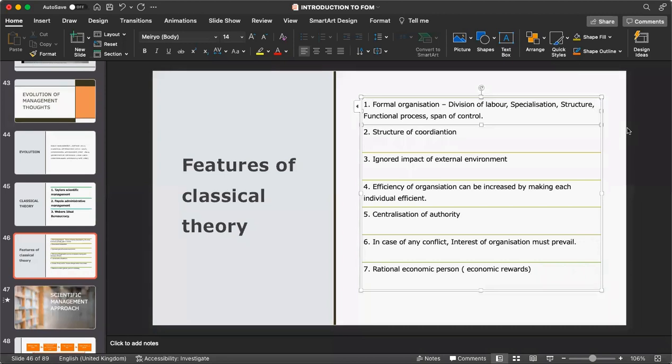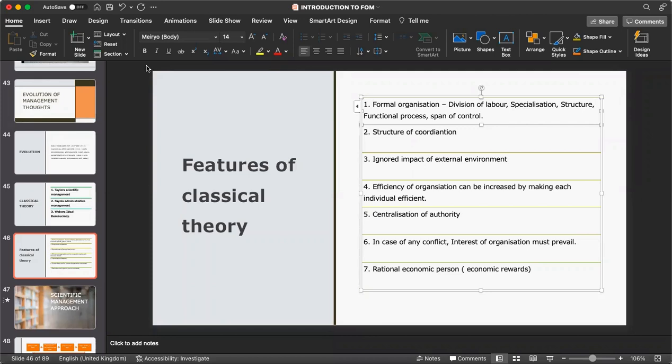Then we have the functional process. Functional process is basically a step-by-step guideline, a step-by-step blueprint of the company, of how the activity or task will be performed in the organization. That functional process will be defined upon. And then we have the span of control.